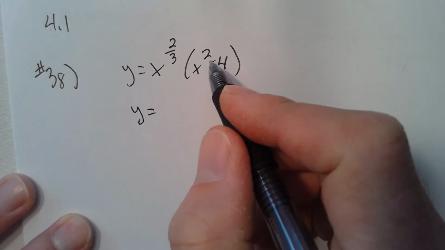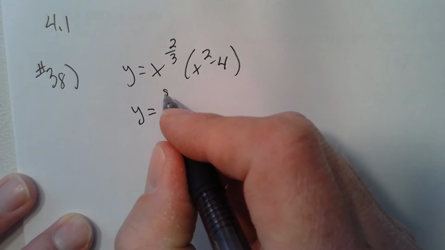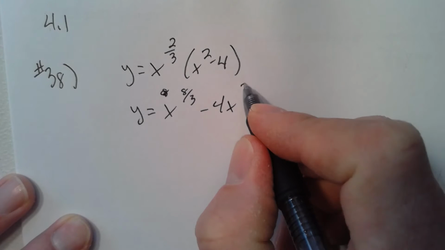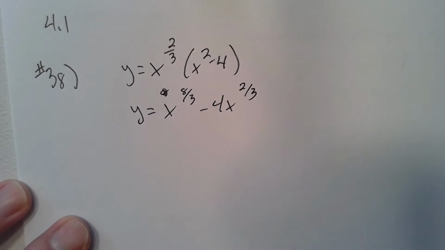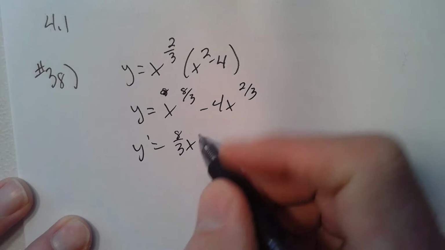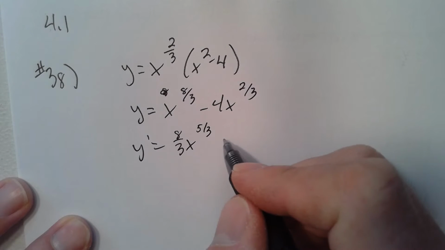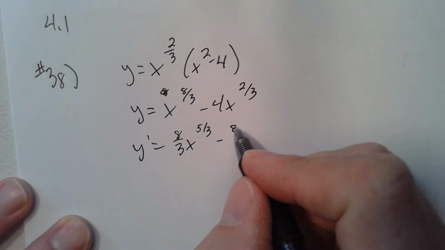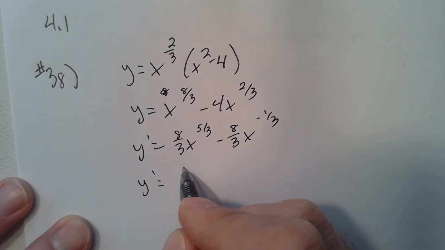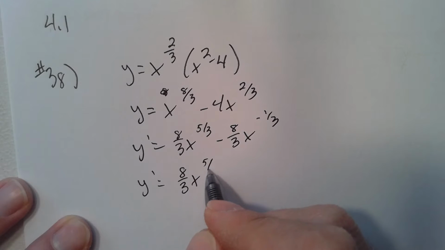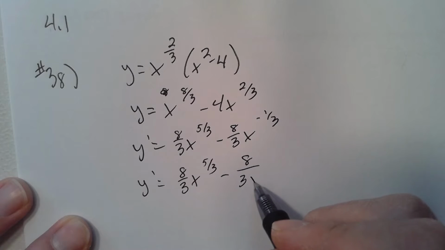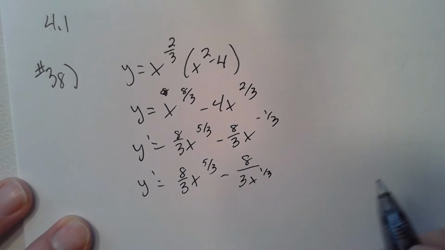So y equals 2 to the 2/3, so that's 8/3. Oops, x to the 8/3 minus 4x to the 2/3. So my derivative is 8/3 x to the 5/3 minus 8/3 x to the negative 1/3. Maybe I'll just leave it as 1/3 power. Okay, so we can find the derivative.